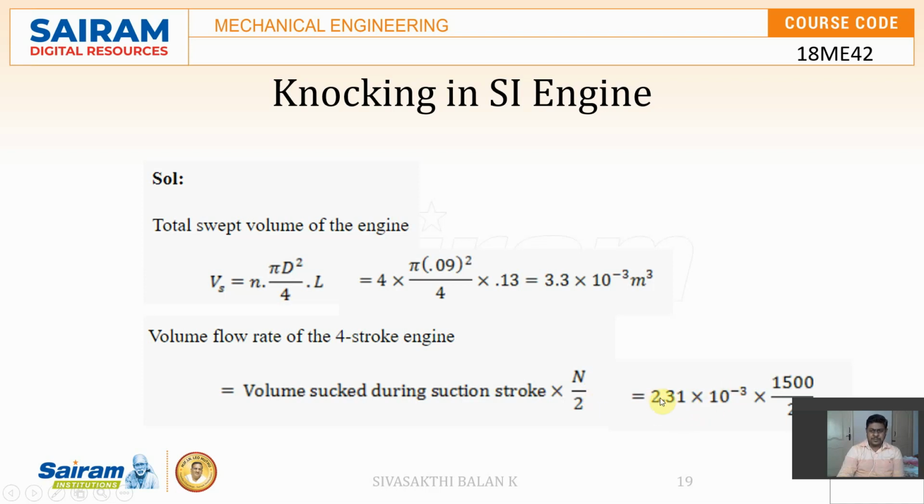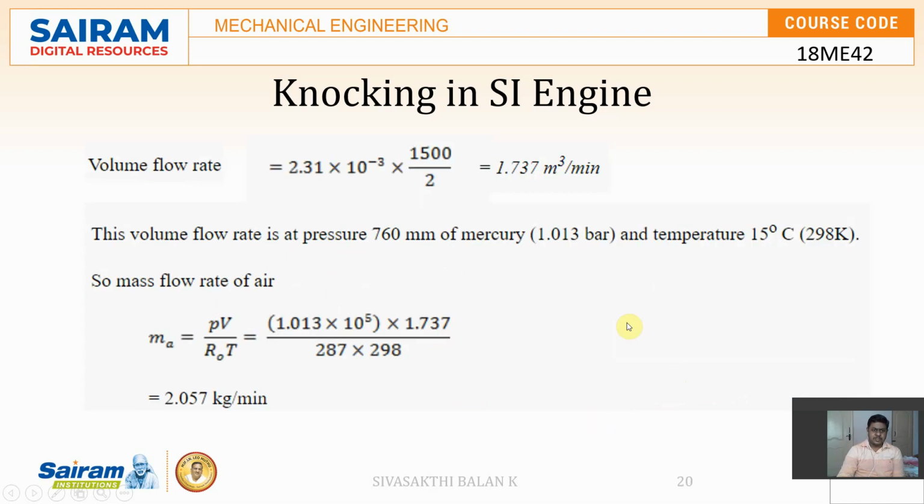So if we substitute the values, the volume sucked during the suction stroke is nothing but the swept volume. Swept volume, we know the formula, pi d squared l divided by 4 multiplied by the number of cylinders. We will get the value of stroke volume, and the stroke volume is multiplied by N by 2. We will get the volume flow rate of the four-stroke engine, and the volume flow rate is calculated as 1.737 meter cube per minute.